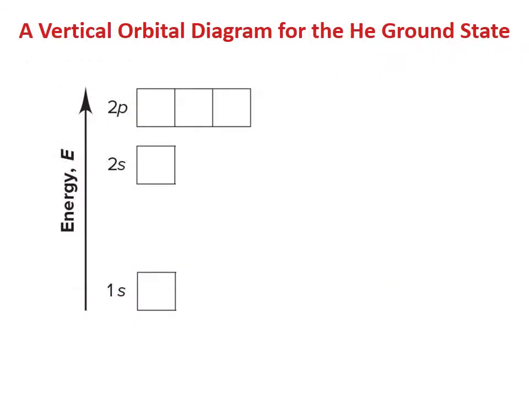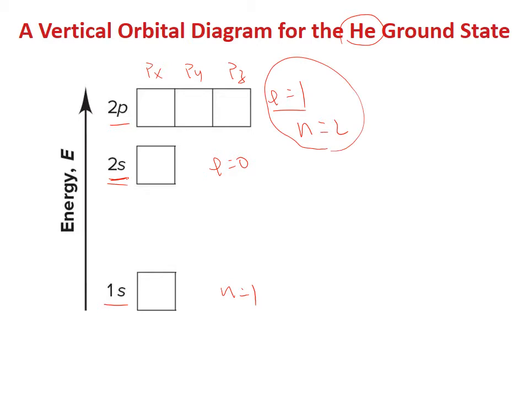Let's look at the orbital diagram for the helium atom. So we already know the energy order. The 1s orbital is lower in energy than the 2s orbital, because n equals 1 here and n equals 2 here. And when n equals 2, 2s is lower than 2p, because here l equals 0 and l equals 1. And when l equals 1, we have 3 orientations. So here is px, py, pz. They are 3 orientations, but they all have the same n and l, and therefore they have the same energy. So we put them side by side, meaning they have the same energy.